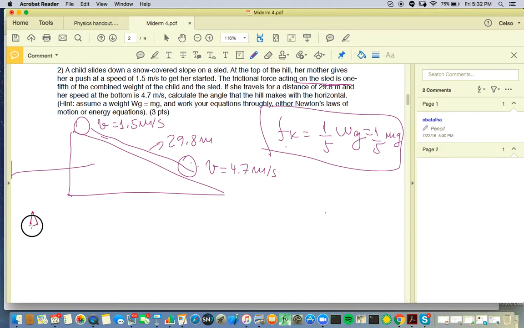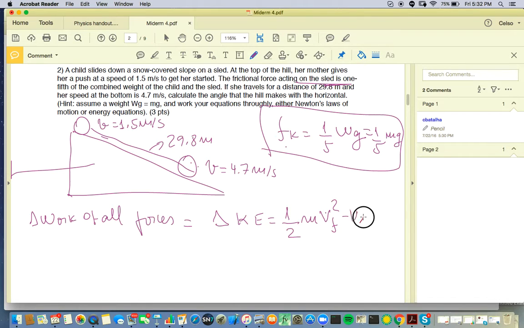The total work of all forces on the sled is equal to the change in kinetic energy of that system. And the change in kinetic energy is half m times v final squared minus v initial squared. It's true we don't have the mass, right? But let's see if we can get to the end of it. So the right-hand side of the work-kinetic energy theorem is solved. How do we resolve the left-hand side?